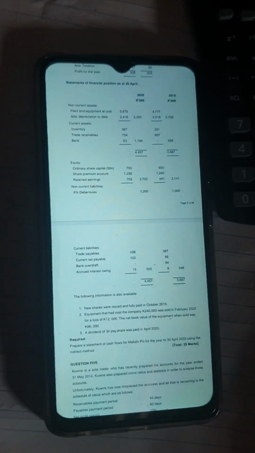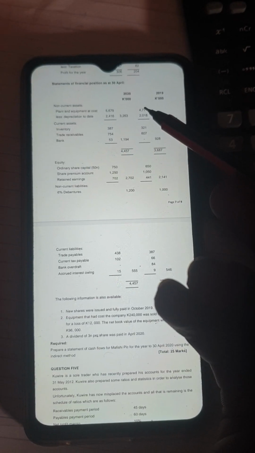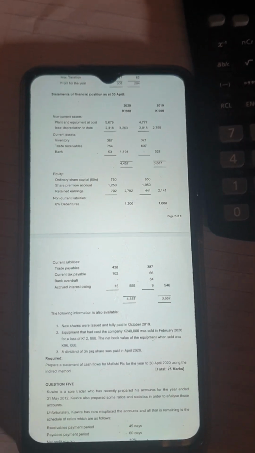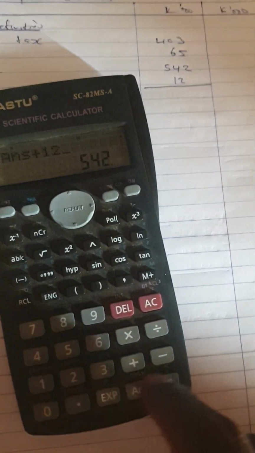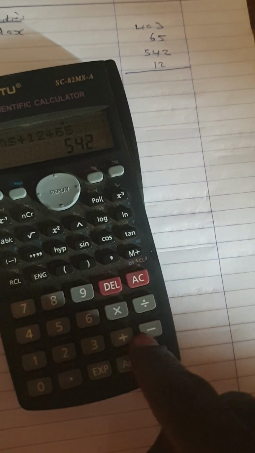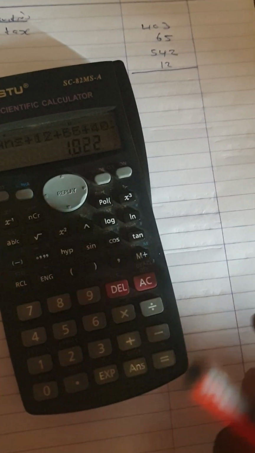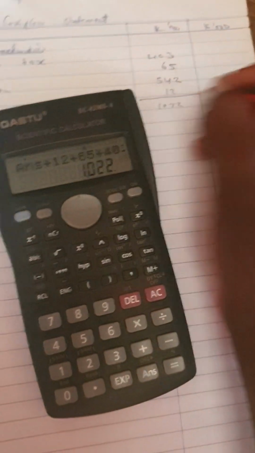If there's any short-term investment or non-current asset investment that was sold, we are seeing its value here, but if it's not appearing anywhere, or its value is on the opening but at the end it is not there, we needed to handle that figure as well. But in our case we don't have any other non-current assets that were sold, so this information is enough. So we have 542 plus 12 plus 65 plus 403. So this is 1022.